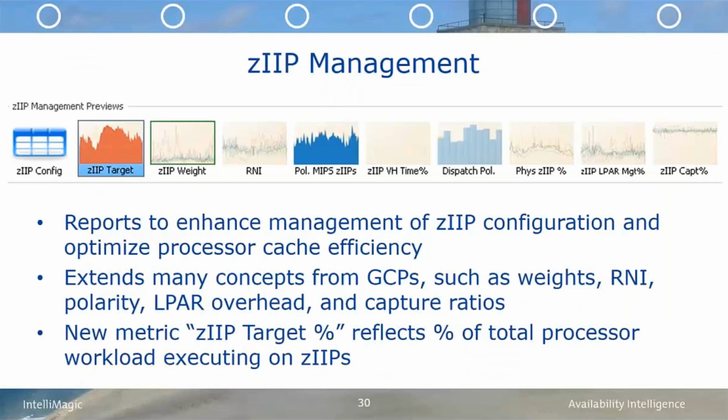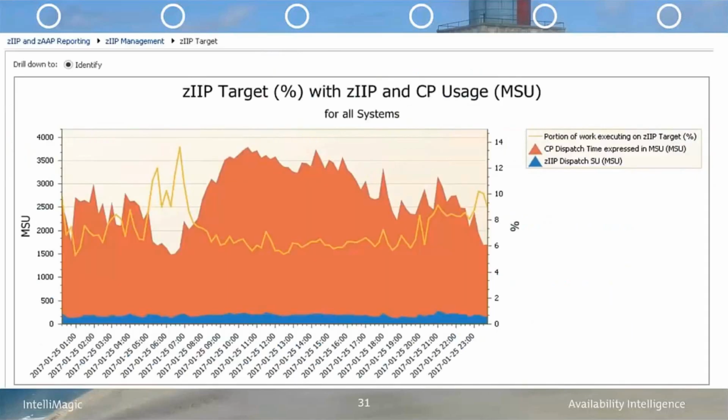And finally, the zIIP management report set includes a number of reports designed to enhance management of the zIIP configuration and to optimize processor cache efficiency for work executing on zIIPs. And again, these are metrics that are typically analyzed for general purpose CPs, includes weights, RNI, polarity, PR/SM overhead, and capture ratios. And then also there's a zIIP target percentage metric that reports the percentage of total processor workload that's executing on zIIPs. That's the yellow line here on the right-hand axis. And then it's reported together with the number of MSUs consumed by zIIPs and by general purpose CPs on the left axis.